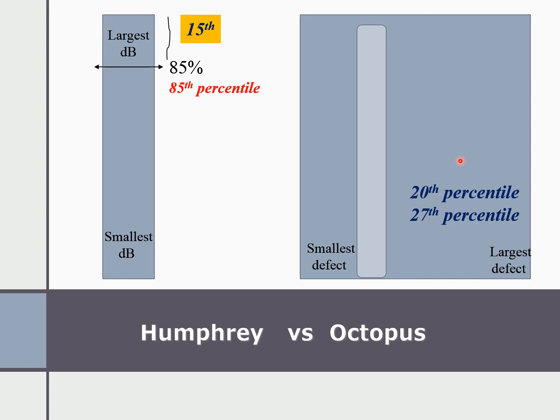So the Humphrey uses a zone 15th percentile from the top, while on the other hand the octopus uses a value of around 24-25 percentile from the top. But the idea is the same, to correct or to get rid of the media opacity.